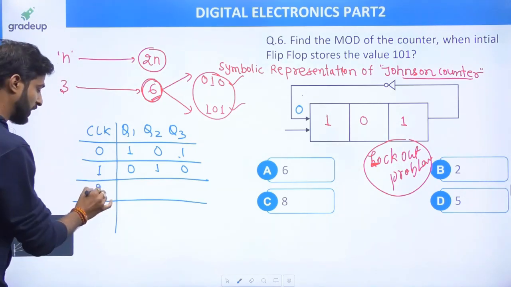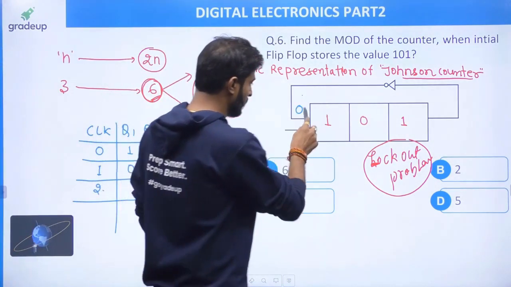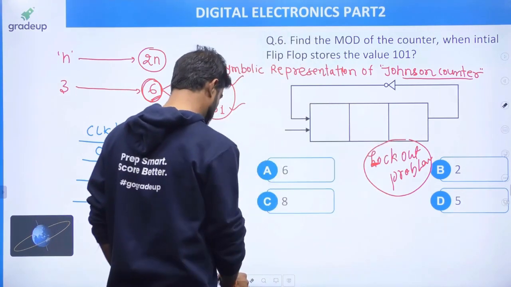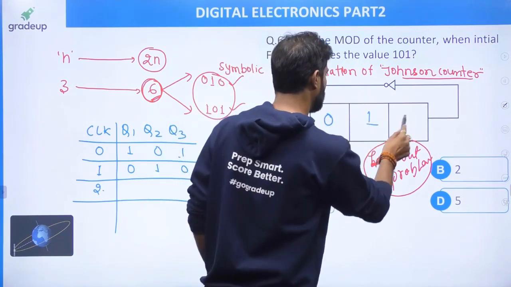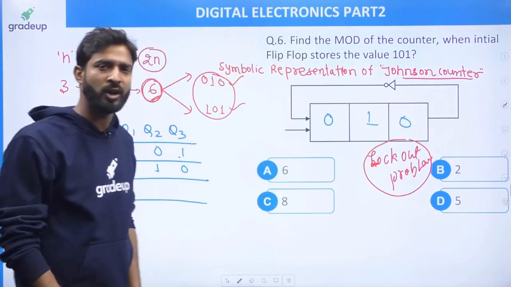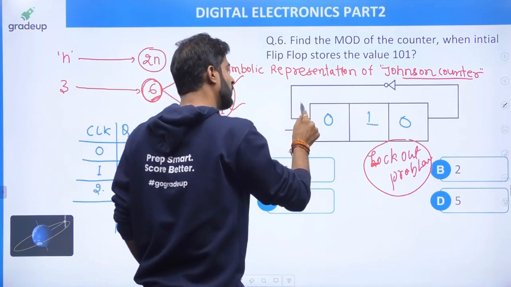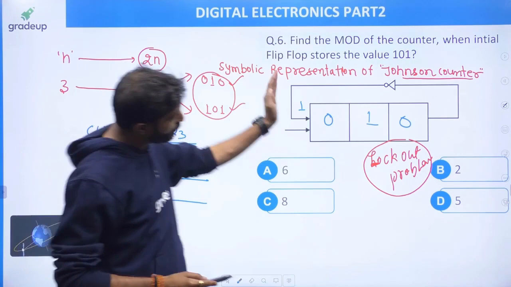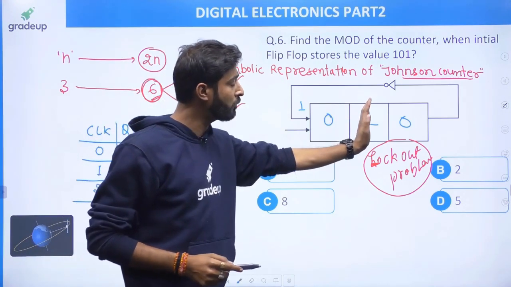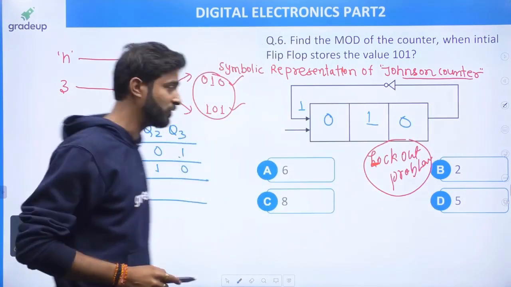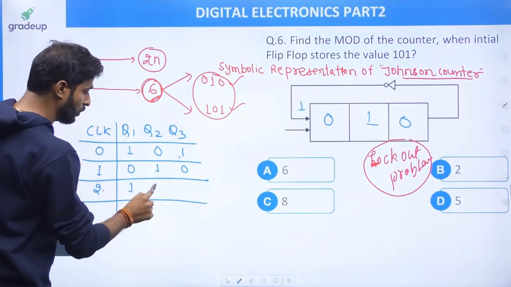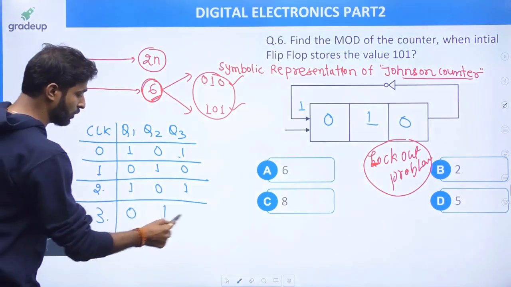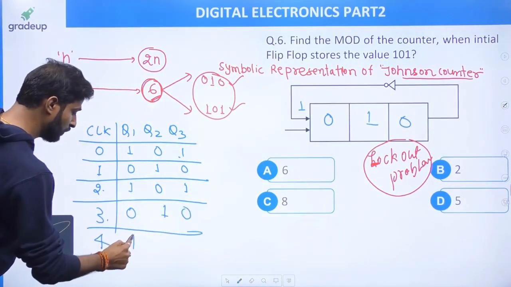Now, when the second clock is given, after the first clock the state is 0, 1, 0. What is the opposite of 0? If they invert the 0, it will become 1. Now, when the second clock is applied, that 1 is introduced to the flip-flop, that 0 moves to the next position, and that 1 moves to the next position. Again, for the third clock you will see 0, 1, 0. For the fourth, again 1, 0, 1.